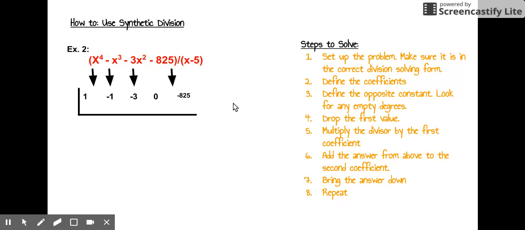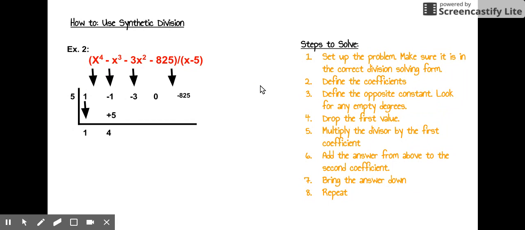Then again, we want to find the opposite constant in our divisor, which is 5, because the opposite of -5 is 5. I hope you guys see how I got that 5 and how I got all these constants. You just drop them down. Remember the 0, -825. From here, we do the same thing. We drop our first value down. We drop the 1 down and multiply 5 times 1. We get a positive 5. So you get -1 plus 5, which is equal to 4.